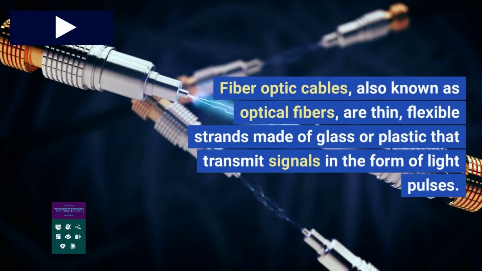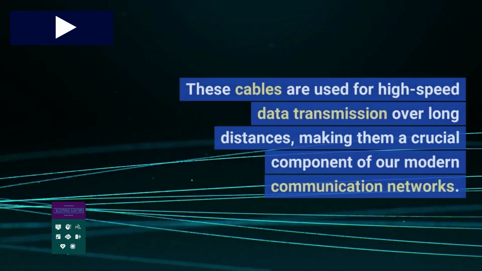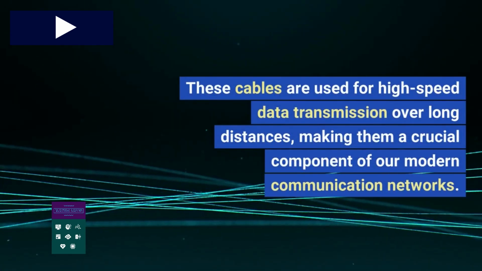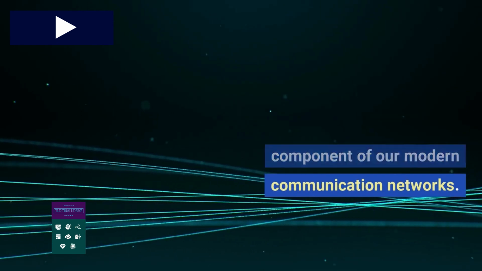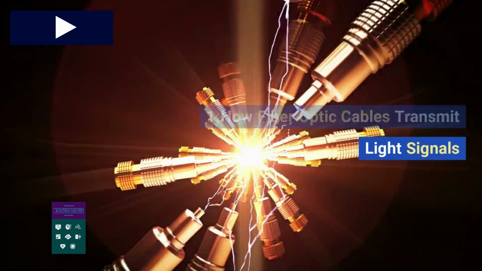Fiber optic cables, also known as optical fibers, are thin, flexible strands made of glass or plastic that transmit signals in the form of light pulses. These cables are used for high-speed data transmission over long distances, making them a crucial component of our modern communication networks. 1. How fiber optic cables transmit light signals.